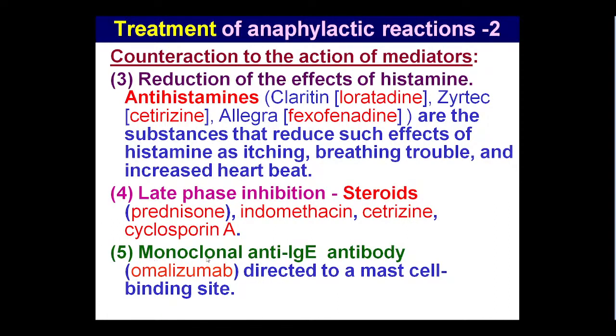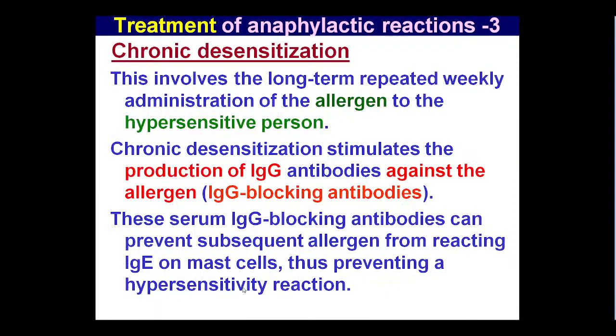These monoclonal antibodies are specifically directed to the mast cell binding sites of the immunoglobulin E, to the Fc receptors of immunoglobulin E. As a result, this immunoglobulin cannot bind to the mast cells.